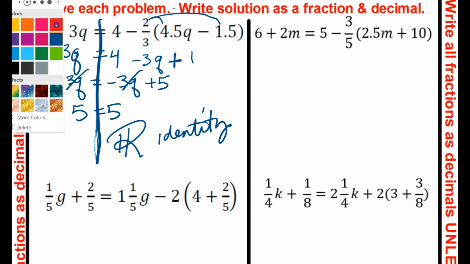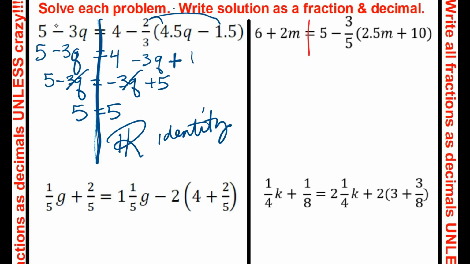All right, let's go with red now. 6 plus 2m is equal to. So that problem wasn't hard, y'all. These problems are on the release. These are the hardest problems. I think the problems I gave y'all with some of these fractions were harder.